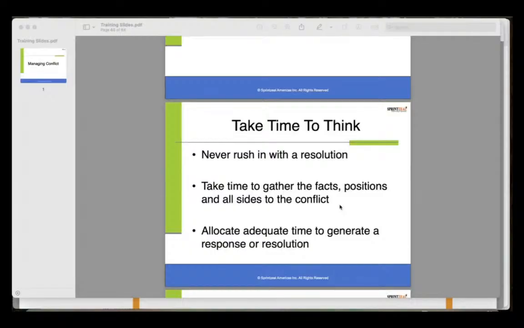Then interviewing also, maybe you can have a discussion with the teams, with both the parties. So this is also what is said: take time to gather the facts, the positions, and all sides to the conflict.